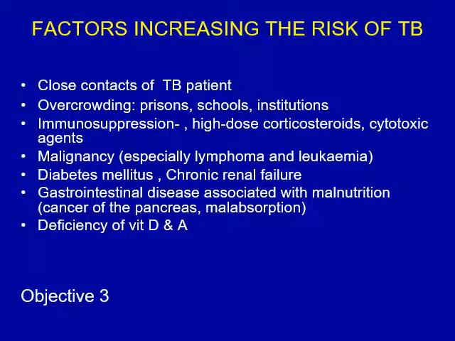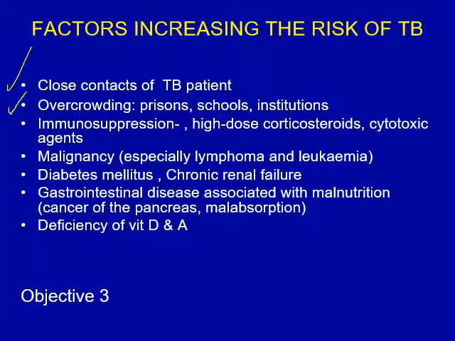I go to some factors which increase the risk of TB, or predispose to TB. First, close contact of the TB patient. If the patient has TB and they live with this patient, in the same family, or are in close contact with the TB patient, this TB bacilli might transfer to them. Second, overcrowding. Those who live in overcrowded areas like prisons, schools and institutions.